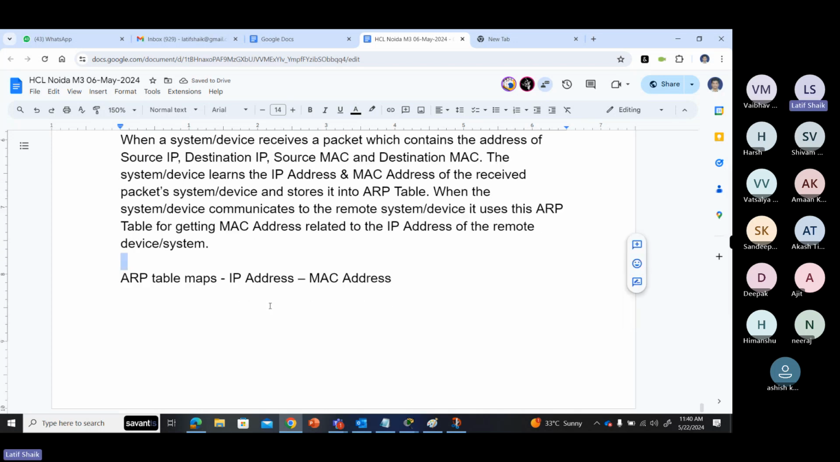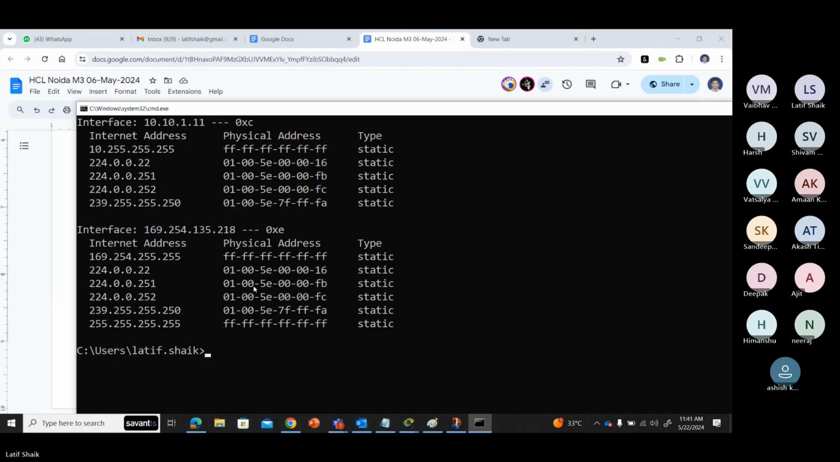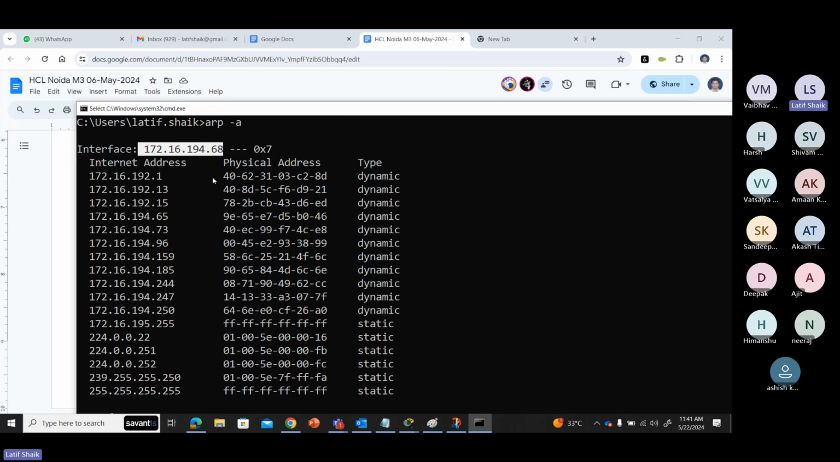Even myself, you can see, I'm going to my command prompt. So arp space hyphen a. It shows so many things based on my IP address. See, this is my system IP address, and these are different IP addresses and their MAC addresses. For example, if I am communicating to this IP address, I don't need to mention the destination MAC address. It will get it from here. If I'm communicating to this one or this one or this one, I'm not required to mention the MAC address. But the point is, it gets the MAC address from this ARP table.